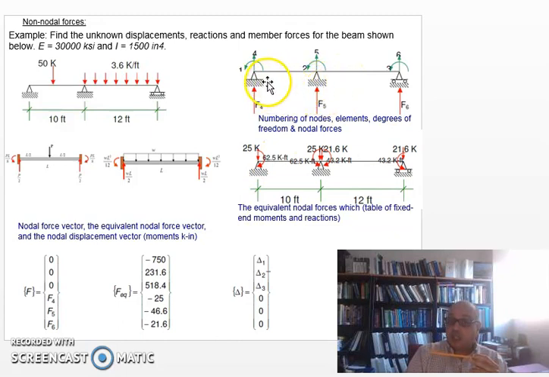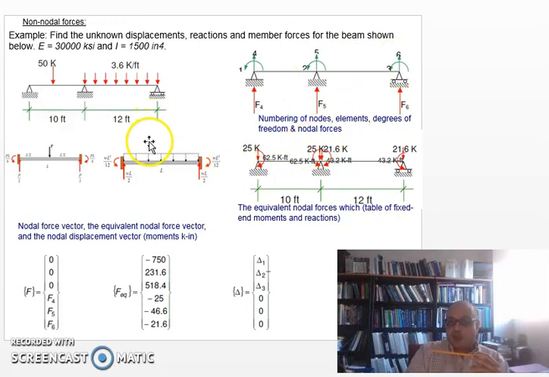So I'm going to start knowing that there is no translation or displacement at this end, 4 and 5 and 6. So let's keep them to the end. Start with 1, 2, and 3 for the degrees of freedom, since these are unknown deformation, unknown rotation, theta. So 1, 2, and 3. However, the displacements here: D4 is 0, D5 is 0, D6 is 0.